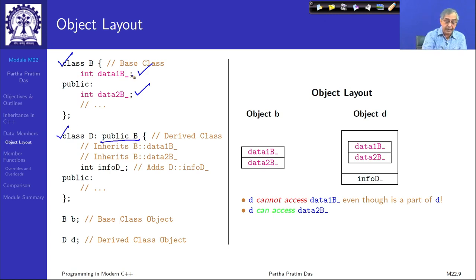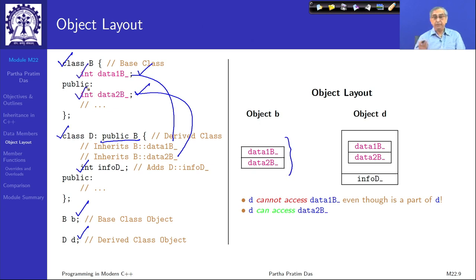So, it inherits both these data members and then it adds a new one. So, let us see what the layout would be. I have a base class object small b, I have a derived class object small d. If I look at this instance, I will see that a base class object B will have this member and this member, quite naturally; that is a simple layout.